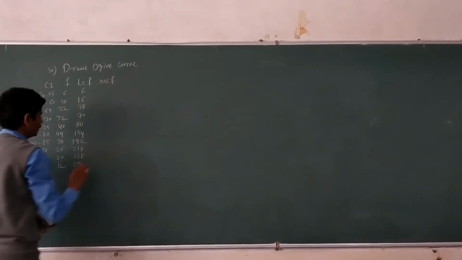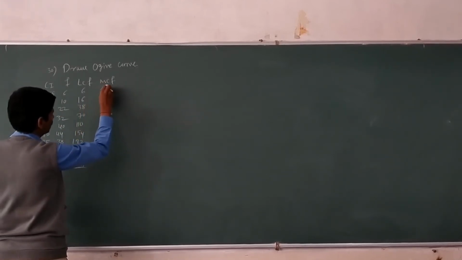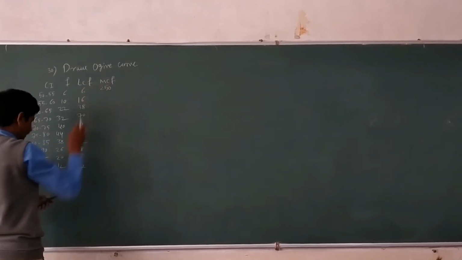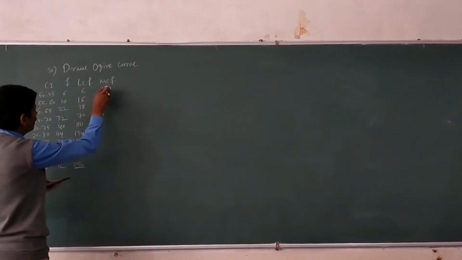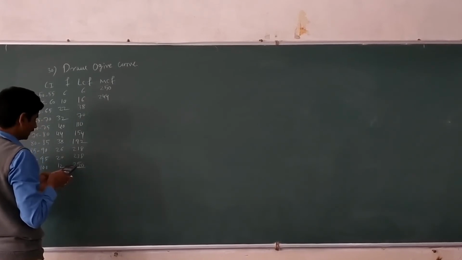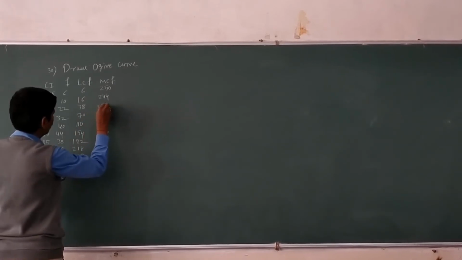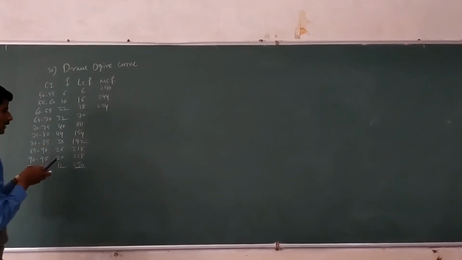For the MCF values, 250 is the highest value, so we take 250 as the first term. 250 minus 6 is 244, 250 minus 16 is 234, 250 minus 38 is 212.